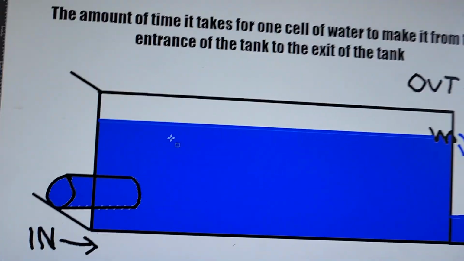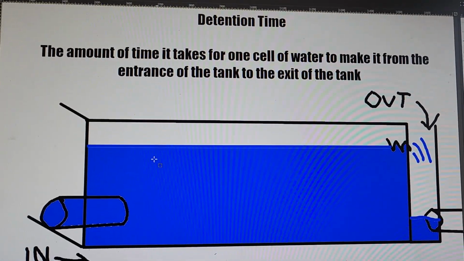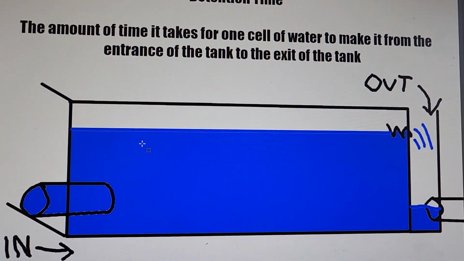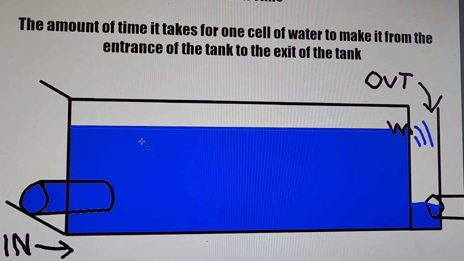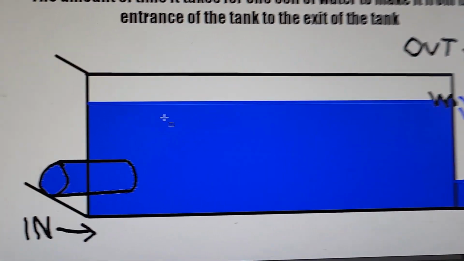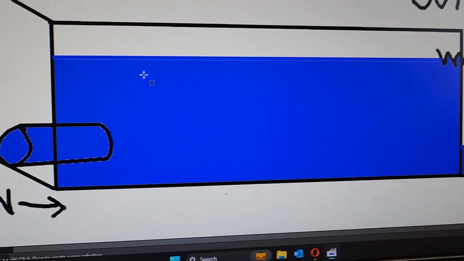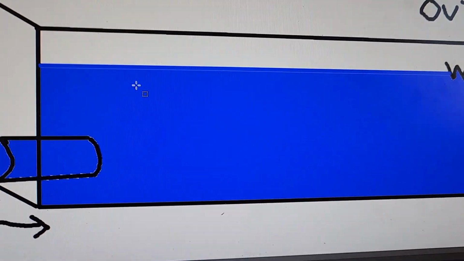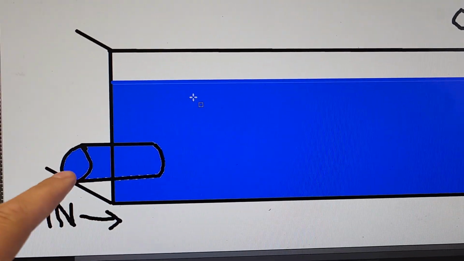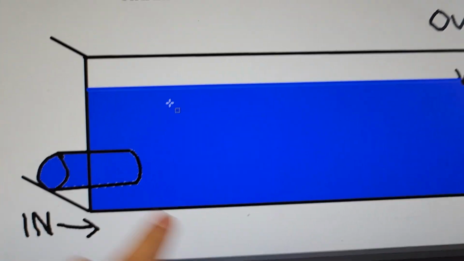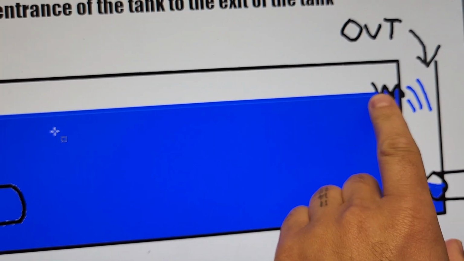Detention time itself is the amount of time that it takes for one cell of water to make it from the entrance of the tank to the exit of the tank. So I drew this little picture here. Probably a rectangular clarifier or something like that. I put a weir here, that's what the W is. So basically, when one cell of water enters here, one cell of water exits here.